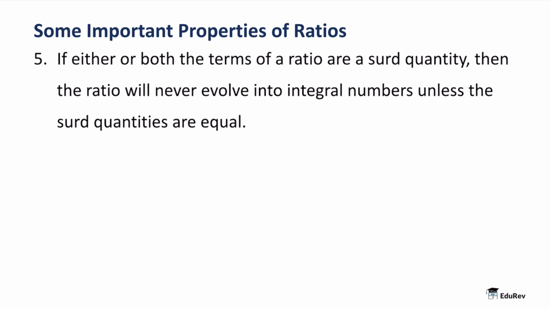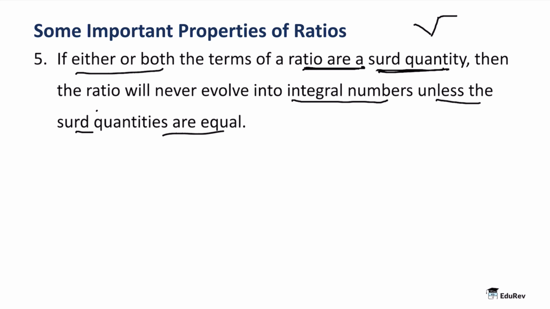The fifth property states that if either or both the terms of a ratio are a surd quantity, meaning they are in some form of under root, then the ratio will never evolve into integral numbers unless the surd quantities are equal. I know this sounds very complicated to understand, with surds, integral values and stuff like that, but it is a very easy concept to grasp.